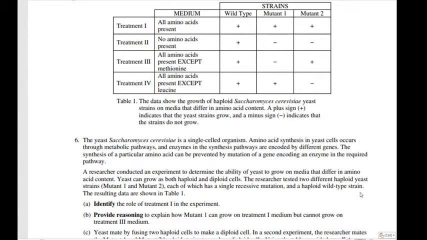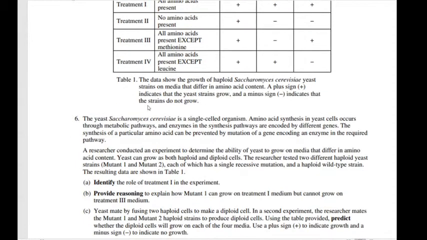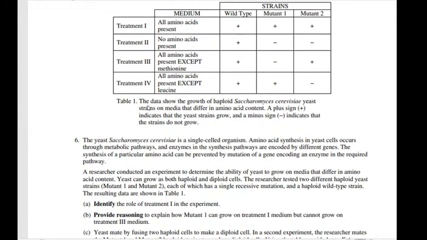So haploid means one set of chromosomes. So we've got 2 mutants that have a recessive gene, 1 single recessive mutation, and then we've got the wild type that has all of the dominant genes there.